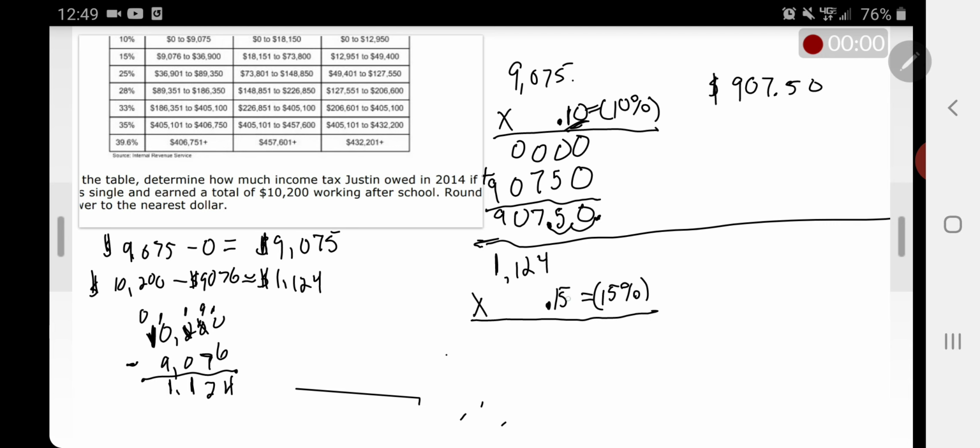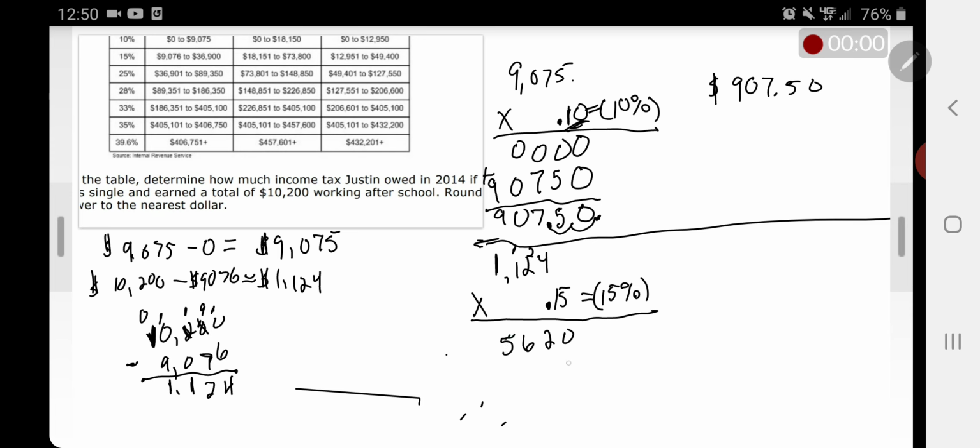And that will equal, well, 5 times 4 is 20. Carry the 2. 5 times 2 is 10, plus 2 is 12. Carry the 1. 5 times 1 is 5, plus that 1 is 6. And 5 times 1 is 5.